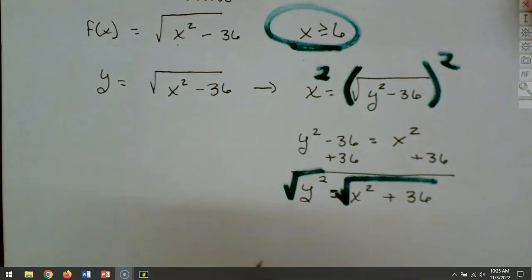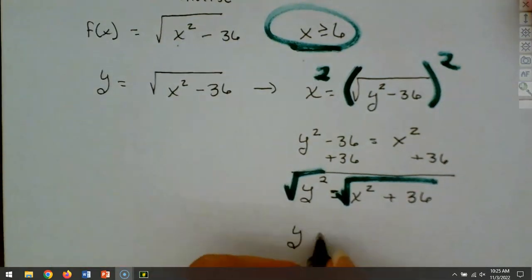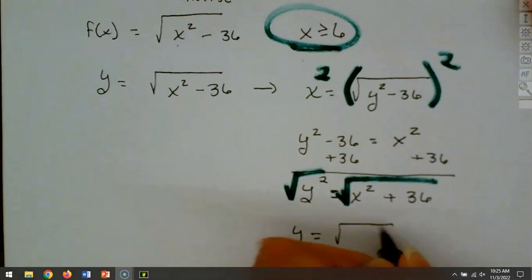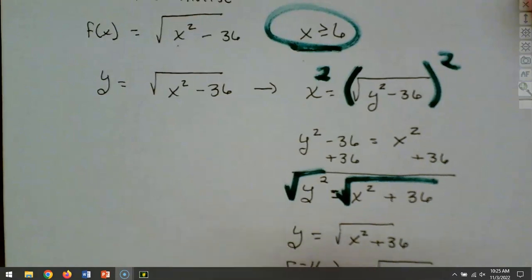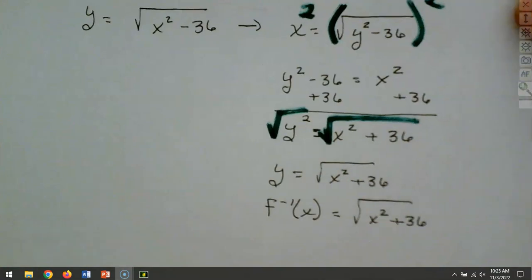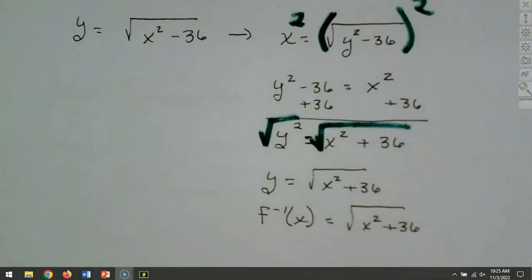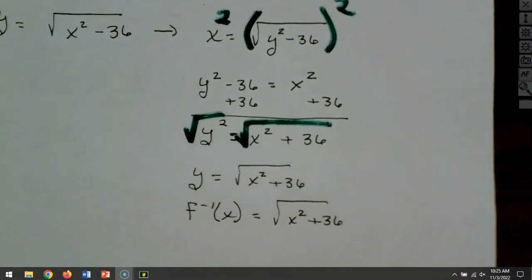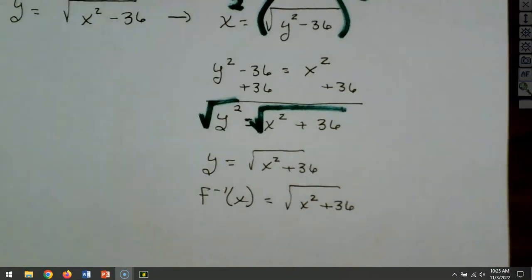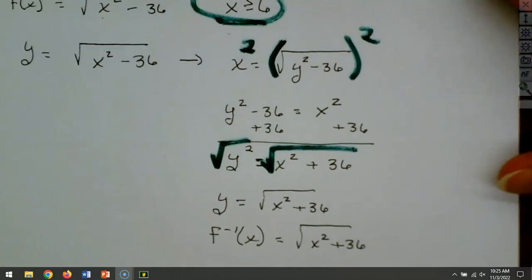Okay, and now when I do that, I get y is going to equal the square root of x squared plus 36. So my f inverse of x is the square root of x squared plus 36. I still need to, though, go back to finish this one out and find my domain. Okay, so let's go back and look at the original.